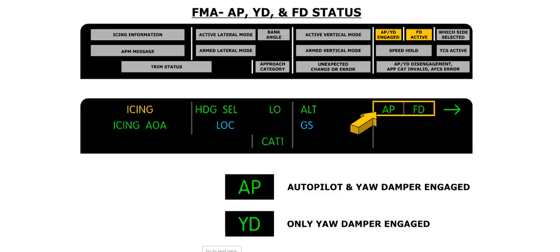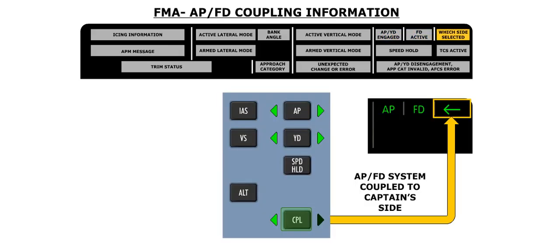Column 4 of the FMA provides a lot of information regarding the autopilot and flight director system. On row 1, the first subcolumn shows the AP label when the autopilot and yaw damper are engaged. FD in the second subcolumn indicates that the flight director bars are displayed on the PFD. The third subcolumn of row 1 indicates how the autopilot flight director system is coupled.